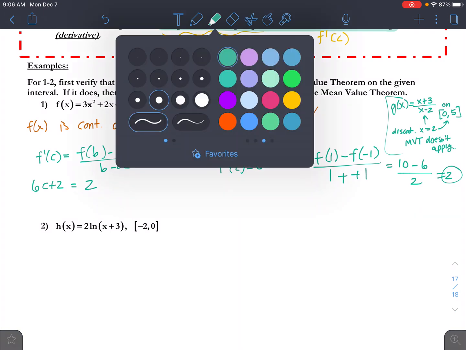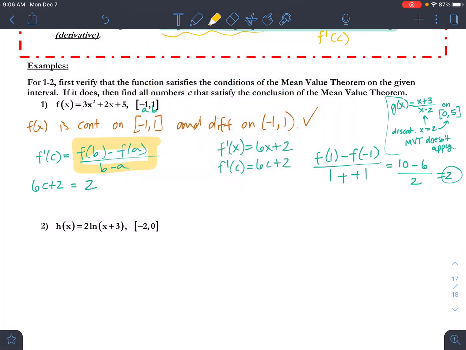Okay, so we set that equal. Again, just show your work for each piece. So this answer is 2, I got that over here. And then this answer, f prime of c, you just find the derivative at c, 6c plus 2. We set them equal, and now we solve for c. If it did satisfy both conditions, we're going to find all the numbers c. So we're solving for c. 6c, if we subtract 2, is equal to 0. So your answer would be c equals 0. So at x equals 0, the slope of the tangent line and the slope of the secant line are the same.